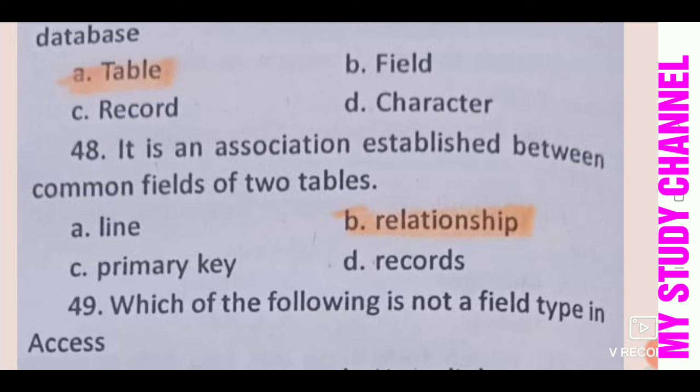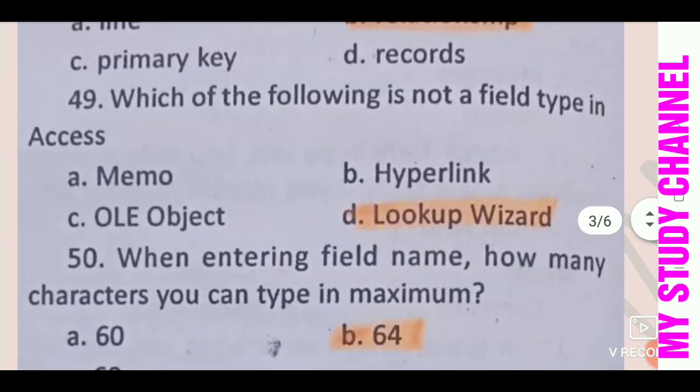So option B is the right answer. Next question is, which of the following is not a field type in Access? A is memo, B is hyperlink, C is OLE object, and D is lookup widget. Here the answer is lookup widget. Lookup widget is not a field type in Access.